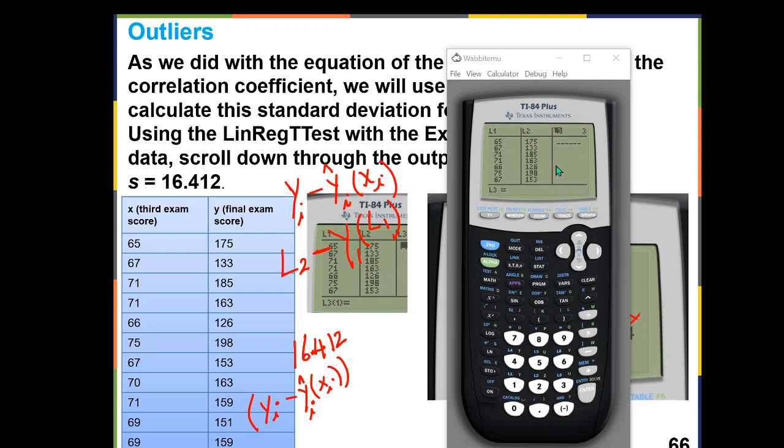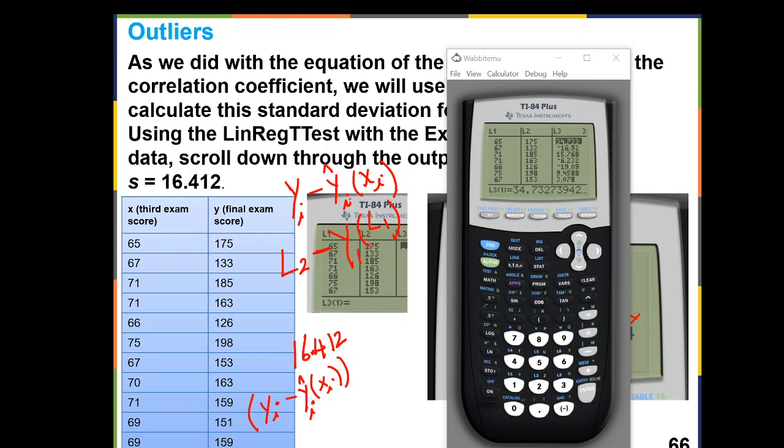If you put this formula in here, so I'm going to put L2 minus, now I need to go get y1 from Y variables. So Y variables, function y1, and then parentheses, and where are x values? In L1. So I put L1 there. I press enter. There. So these are all the differences between yi and y hat i of x, right?